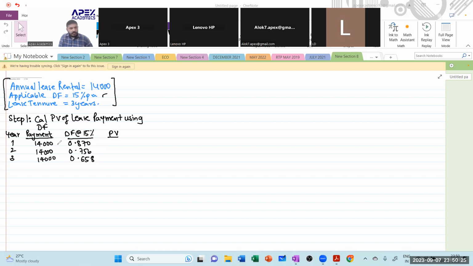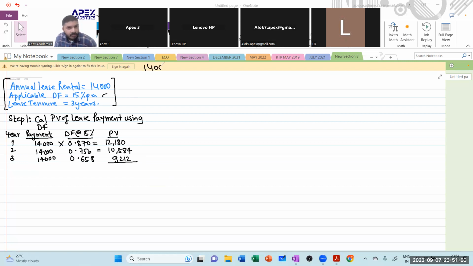Calculate the present value. Payment multiplied by discount factor is equal to present value. So 14,000 multiplied by 0.870. What is your answer? 12,180. 14,000 multiplied by 0.756. What is the answer? 10,584. 14,000 multiplied by 0.658. What is the answer? 9,212.